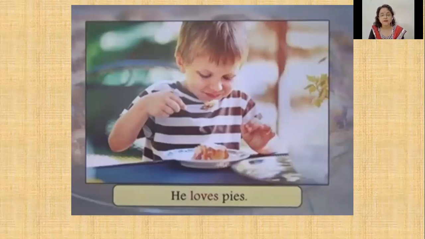So now let's come to the statement. He loves pies. Now see, what does he love? He loves pies. So pies is the answer of the question what? So pies is your direct object. And in this sentence, the verb is loves. So loves is your transitive verb.